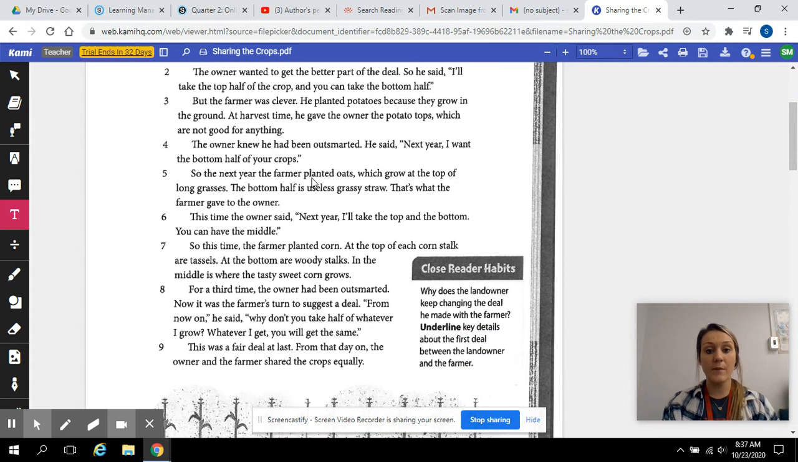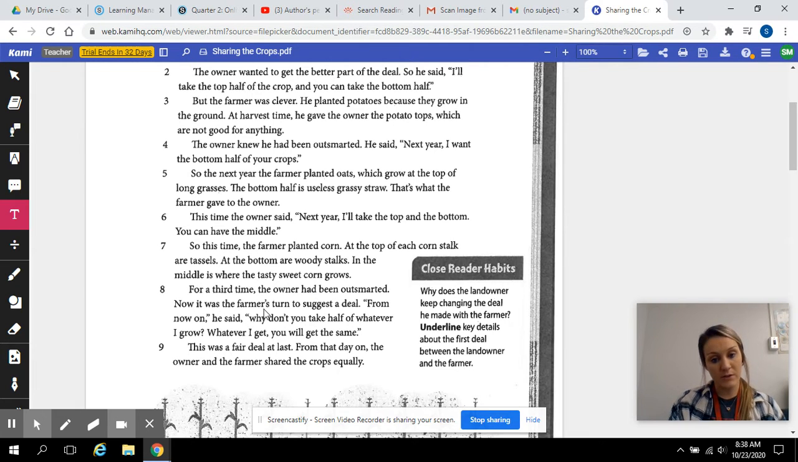So the next year, the farmer planted oats, which grow at the top of long grasses. The bottom half is useless grassy straw. That's what the farmer gave to the owner. This time, the owner said, next year, I'll take the top and the bottom so you can have the middle. So this time the farmer planted corn. At the top of each corn stalk are tassels. At the bottom are woody stalks. In the middle is where the tasty sweet corn grows. For a third time, the owner had been outsmarted.